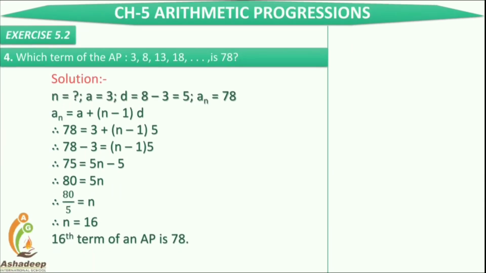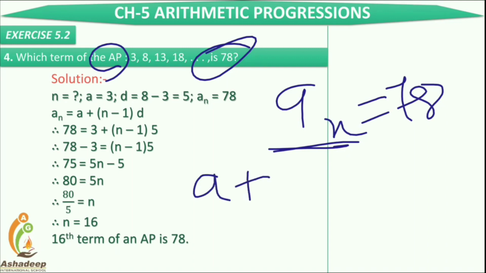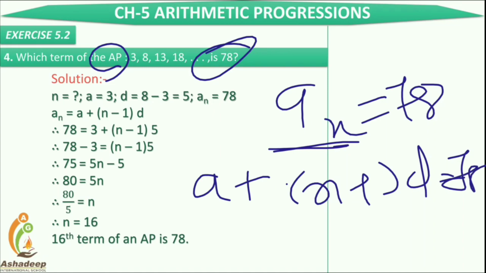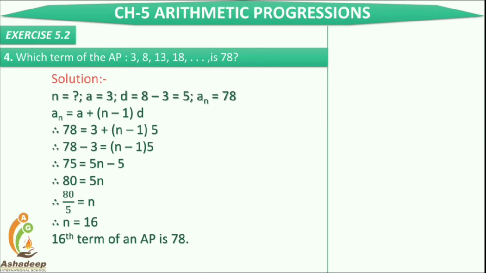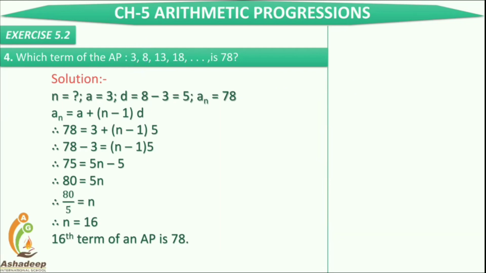Simple. Now which term of an AP is 78? So we don't know which term. So we will consider it as a last term and AN is going to be the 78. Now what is the formula of AN? So it is going to be A plus N minus 1 D is equals to 78, right? So here we'll put the values. We know the A is going to be the 3 and D is going to be the 8 minus 3. 8 minus 3 is going to be the 5. So we will put the values over here. AN is 78, A 3 and D 5.